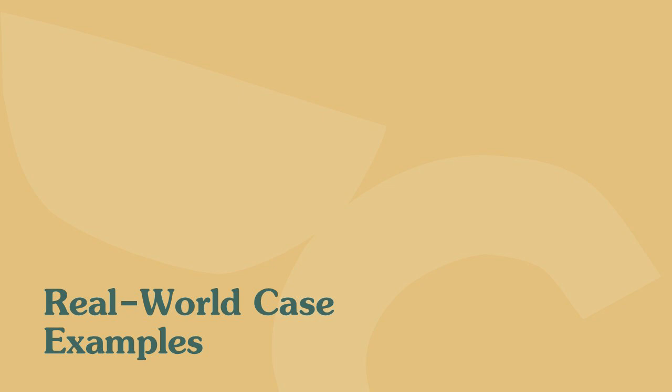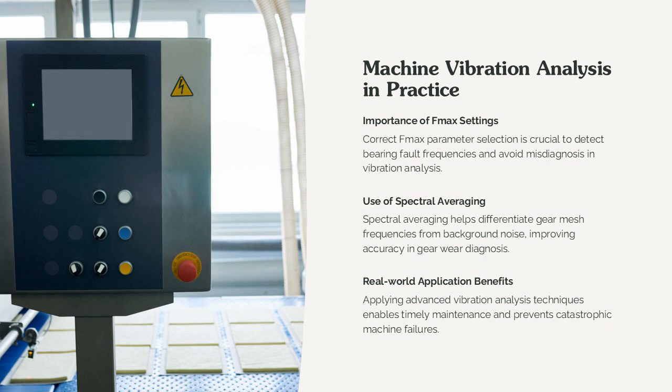Machine vibration analysis in practice. Consider a case where a centrifugal pump exhibited elevated vibration levels. Initial analysis with incorrect Fmax settings failed to reveal bearing fault frequencies. After adjusting Fmax and increasing resolution, the spectrum clearly showed bearing defect harmonics, enabling timely maintenance and preventing catastrophic failure.